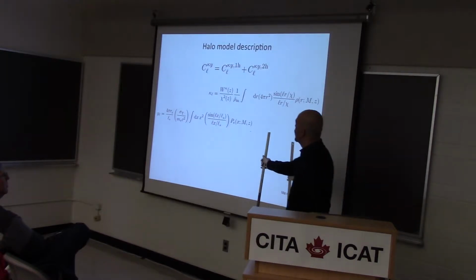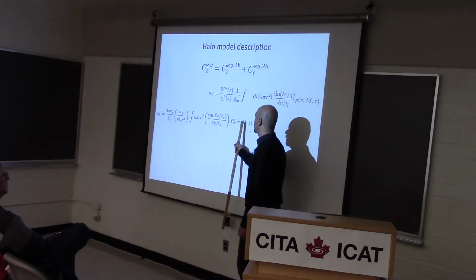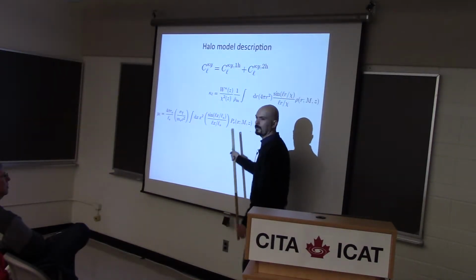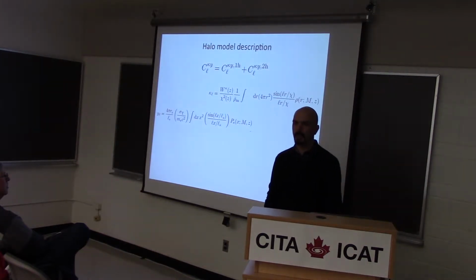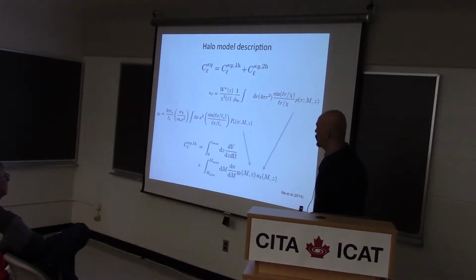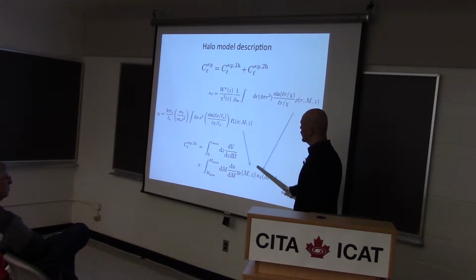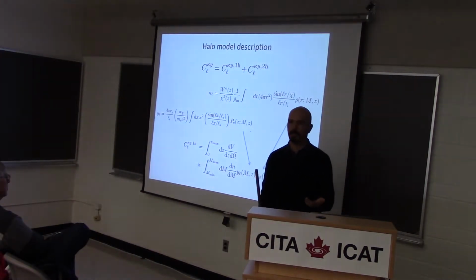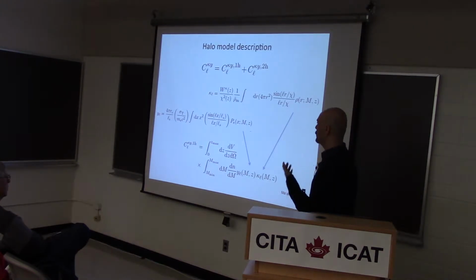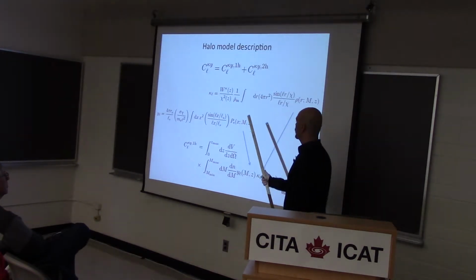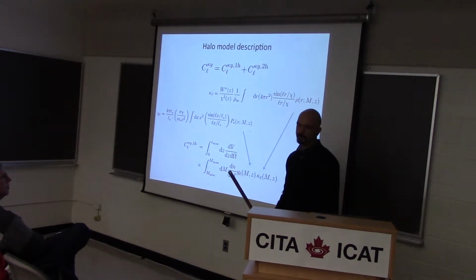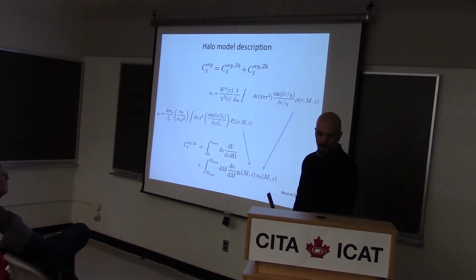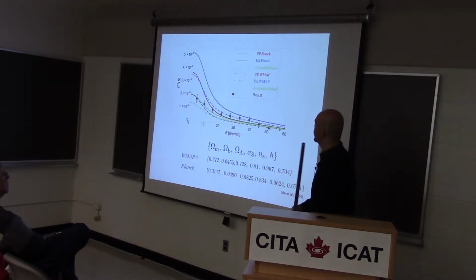But here in the halo model, your pressure profile depends on the distance from the halo, the mass of the halo, and redshift. You put all these together, and then, for example, you can get a 1 halo term, and in a similar way a 2 halo term. And then you can predict by putting different models of pressure here. So this is what you get.